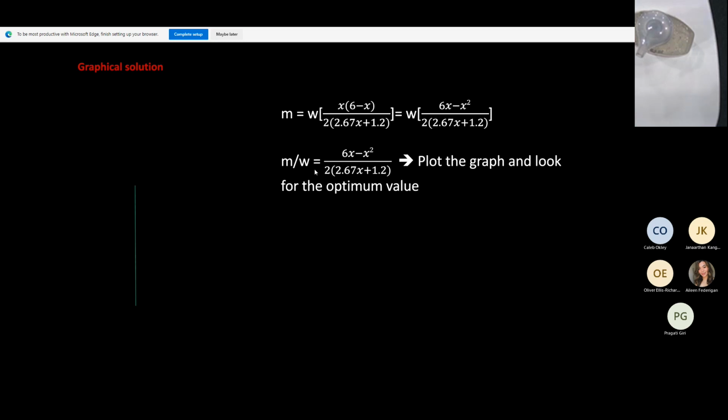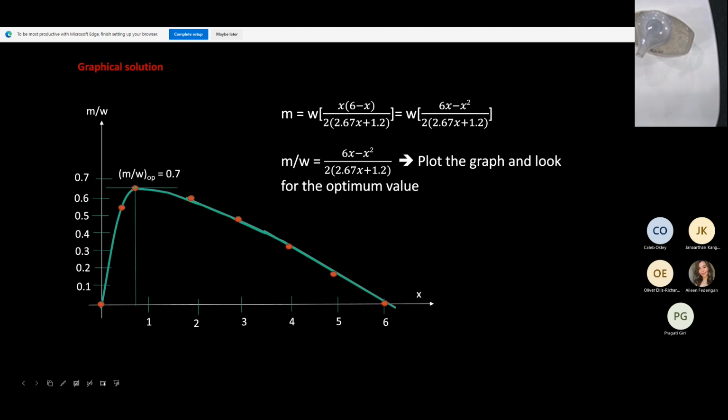So what I've done here is take the M over W ratio, which is 6x minus x squared over this, and then I've plotted the graph. I've taken M over W here and X. I did a table, which is not shown here, sorry. You do a table of M over W, giving some values for X. I've taken values of X of 1, 2, 3, 4, 5, 6. Okay?